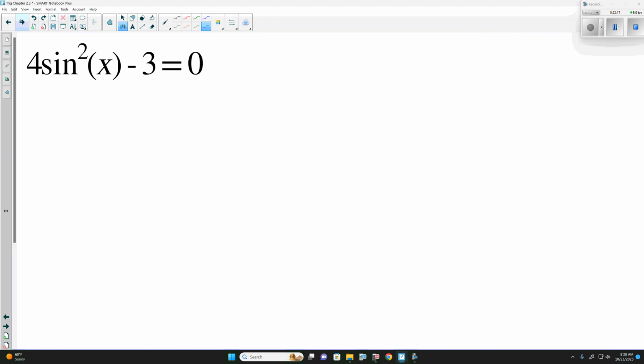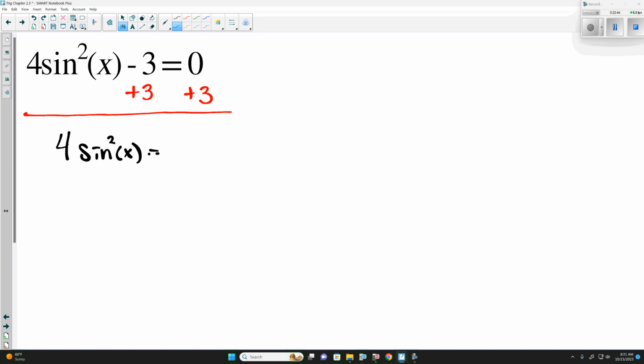4 sine squared of x minus 3 equals 0. Well, we're going to treat it the same way that we did the last one. This is a square root method problem. So we need to get sine by itself. And the first thing we can do is add 3 to both sides. Sine squared of x is equal to 3. What can we do next?